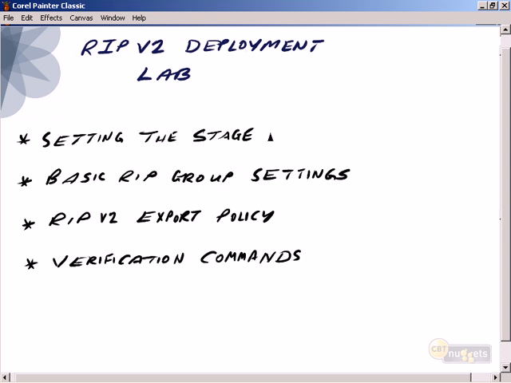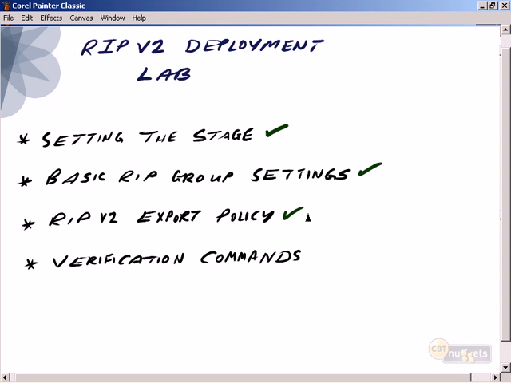Well, now it's time to start to see everything we've learned so far in action in a real-world scenario. So what we'll do is we'll start out and I'll set the stage for this real-world implementation and what we're going to be doing. Then we'll look at our basic RIPv2 group settings, got some global settings and some specific neighbor settings. We'll build our RIPv2 export policy and we'll see it in action.